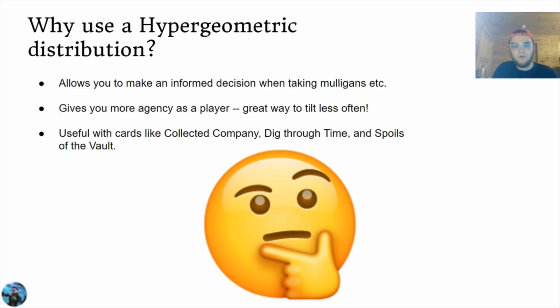It is also useful in deck building, when you think about cards like Collected Company and Dig Through Time, and Spoils of the Vault as well. If I'm playing Collected Company, I can use a hypergeometric calculation to see how likely I am to hit two creatures. I can use one to determine how likely I am to see two particular cards with Dig Through Time. And similarly, you can do that with Spoils.